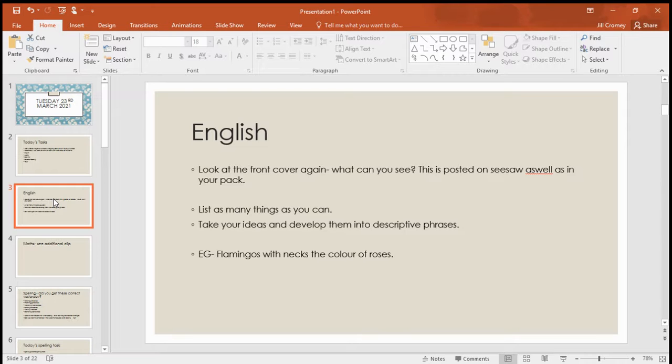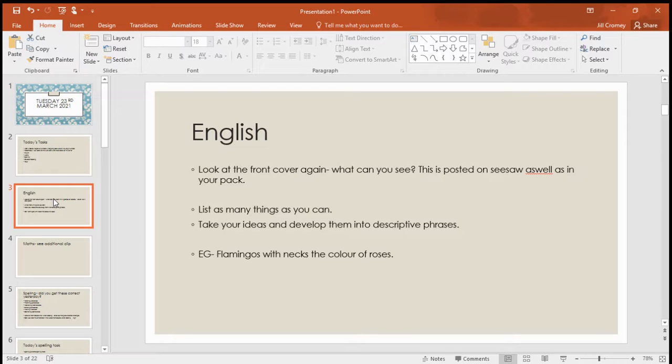You're then going to take those ideas and develop them into descriptive phrases. And this on Seesaw is taken through a step at a time. So it might be that you look specifically at the flamingos, which is on that little shelf there. And so you've taken that idea, so I can see flamingos, and you're going to develop it into a descriptive phrase. So it might be flamingos with necks the colour of roses. Okay. It might be a tree sprouting from an oak brown shelf. Think about how you can develop them.